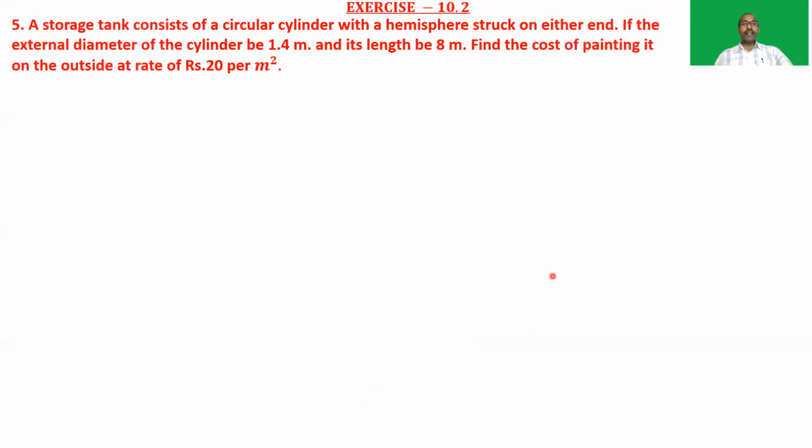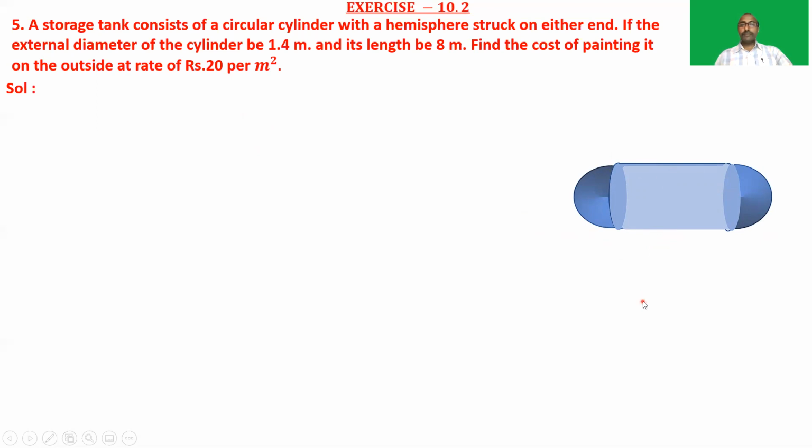A storage tank consists of a circular cylinder with a hemisphere stuck on either end. If the external diameter of the cylinder be 1.4 meter and its length be 8 meter, find the cost of painting it on the outside at the rate of 20 rupees per square meter. Okay. So in this problem, we have a picture like this. This is the storage tank, which consists of a circular cylinder attached with hemispheres at both ends of the cylinder.